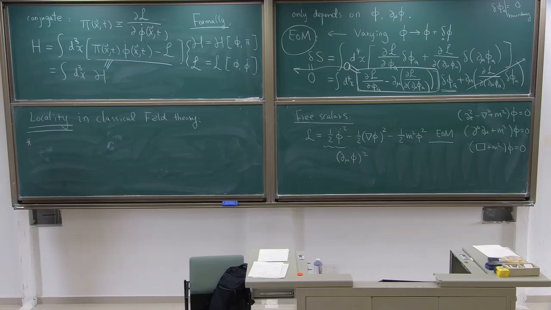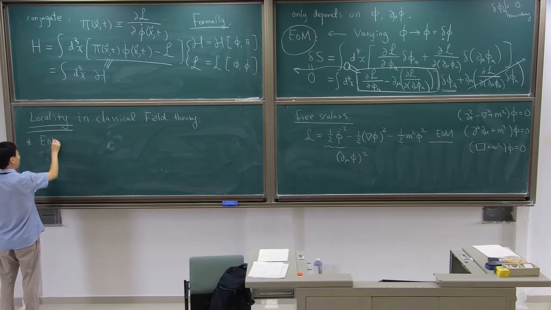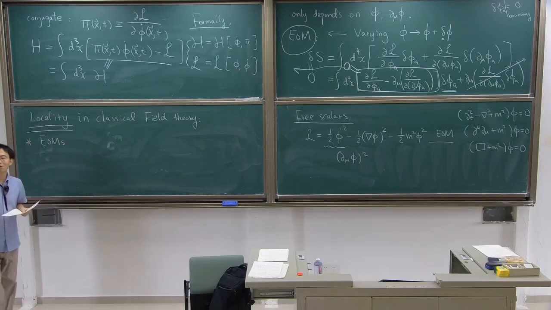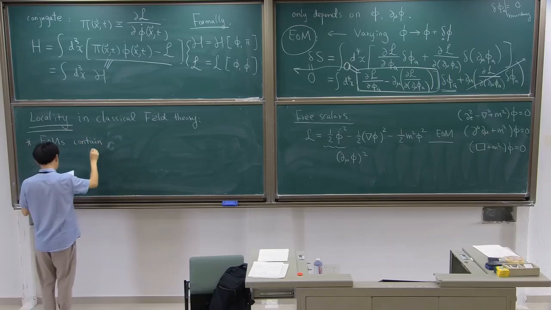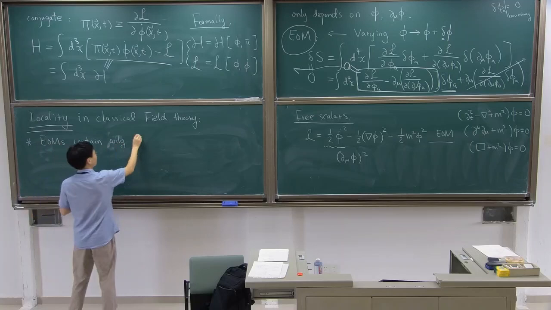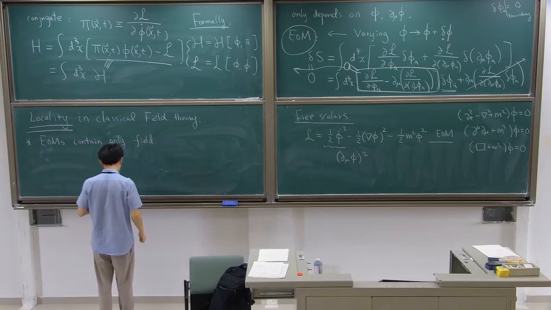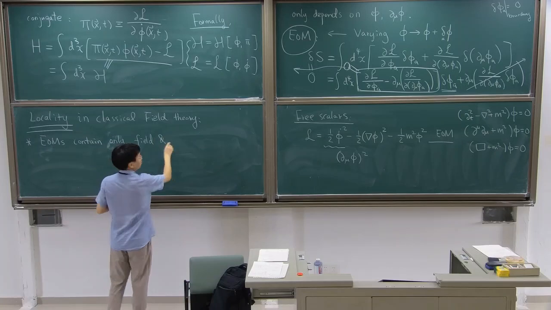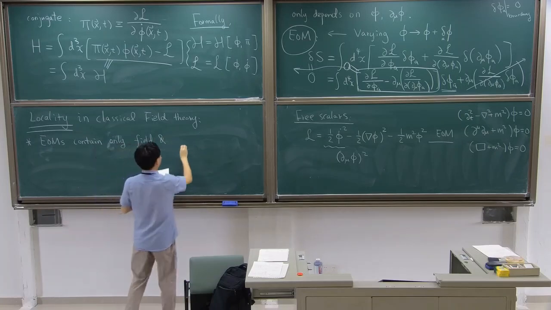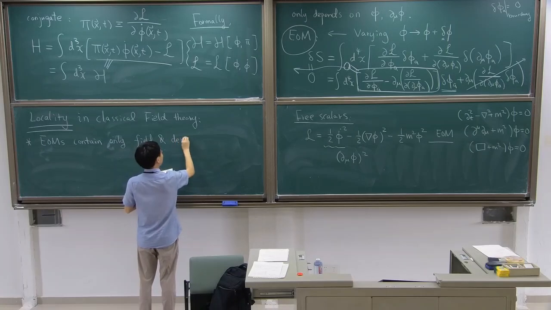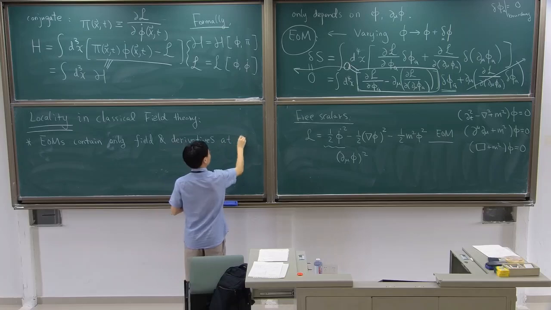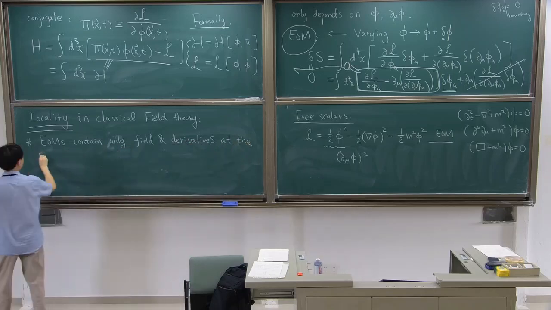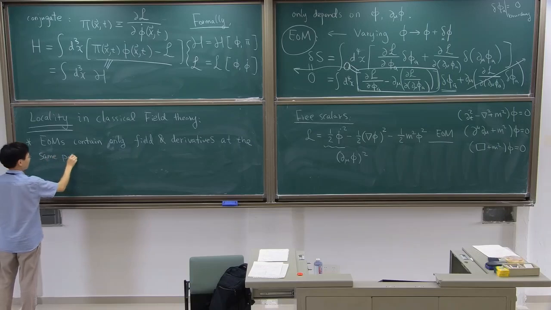So in this context, what is locality? The simple requirement says that when you obtain the equation of motion for your fields, the equation of motion should contain only fields or derivatives at the same point.